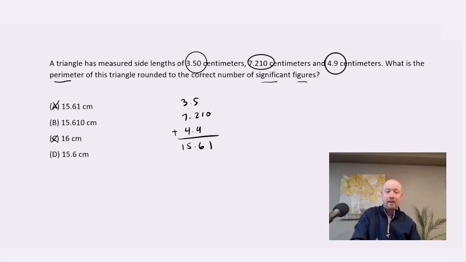And we can't make this more precise. So in other words, we can't use the 15.610 as an answer choice. What we have to do is we have to look at the least precise.